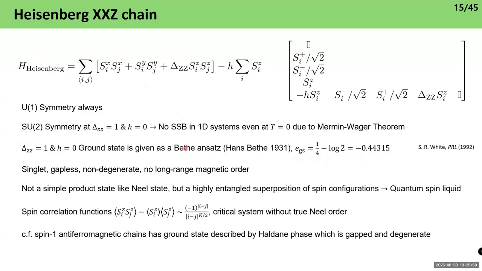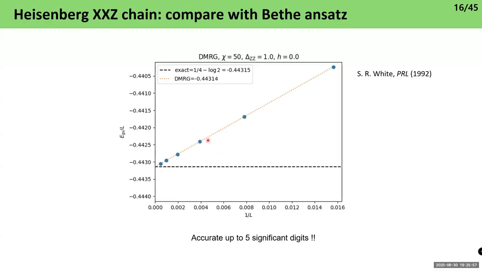So computing this ground state with the Bethe ansatz is very hard, mathematically hard, but with DMRG algorithms, we can compute this ground state energy. So this is the DMRG algorithm. It gives minus 0.44314, which is the same as the exact value up to 4 digits.